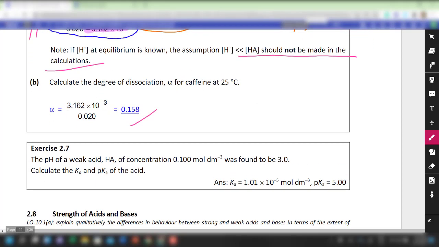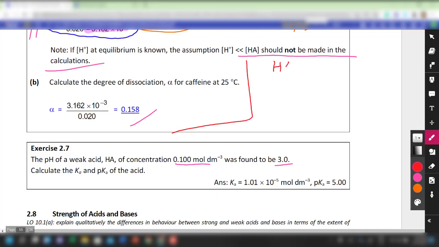Yeah, okay, so we'll just straight away move on to exercise 2.7. We have the pH of a weak acid, HA, with a given concentration, and the pH was found to be 3.0. Calculate the Ka and pKa of the weak acid. This wouldn't be too difficult. We're going to use the same logic.